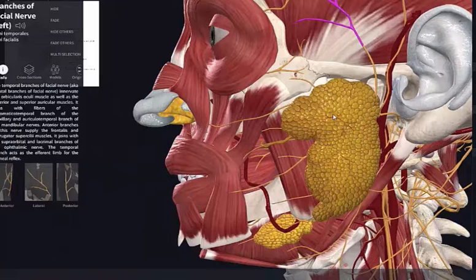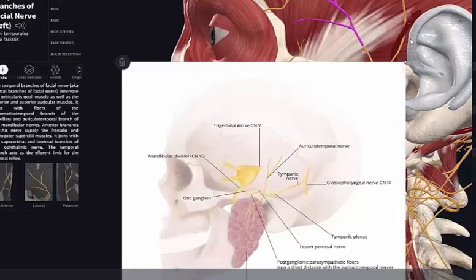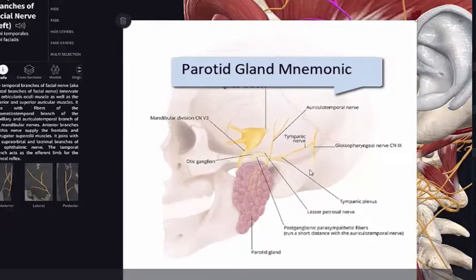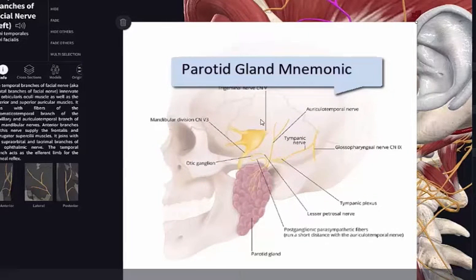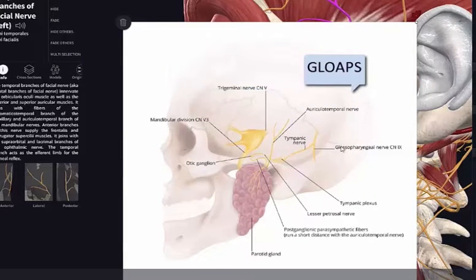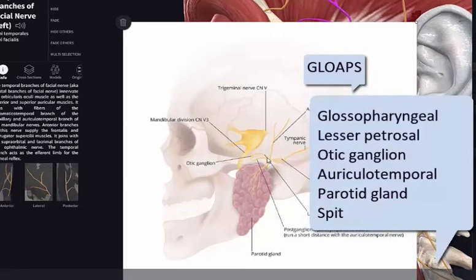Okay, all of these branches are important because if you damage the facial nerve, you will lose the muscles that are innervated by it, and in people who have had a parotidectomy, it can take a couple of months for these fibers to grow back. So let's have a look at this diagram again. And the mnemonic, which is going to show up on your screen, is GLOAPS, G-L-O-A-P-S: glossopharyngeal, lesser petrosal, otic ganglion, auriculotemporal nerve, P for parotid gland, and S for spit.